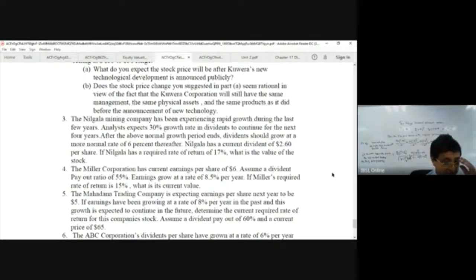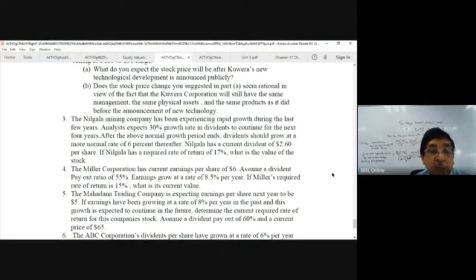So this is the same type of question that we have already worked out. So you start working it out. The Nilgala Mining Company has been experiencing rapid growth during the last few years. Analyst expects 30% growth rate in dividends to continue for the next 4 years.